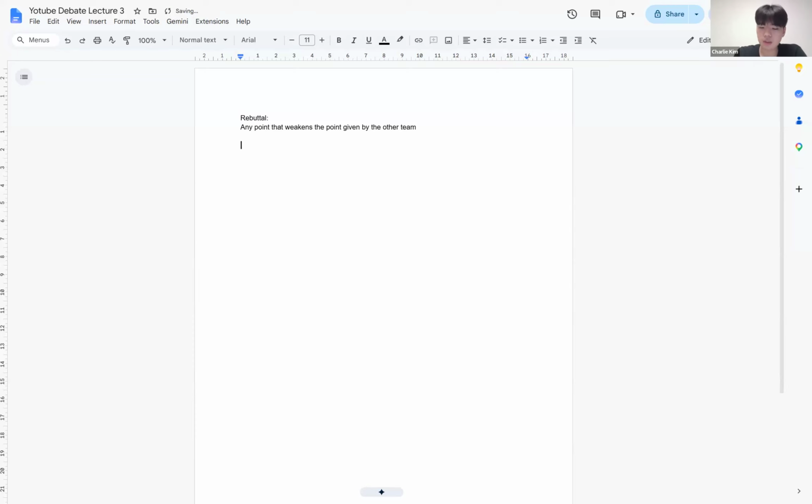Now, there are many types of rebuttals, but the first thing that I want to say is that, just like any type of topic in a debate lecture, these specifics don't really matter. What I'm trying to say is the specific steps don't really matter as long as you're being logical and as long as you're keeping this principle of weakening the point given by the other team.